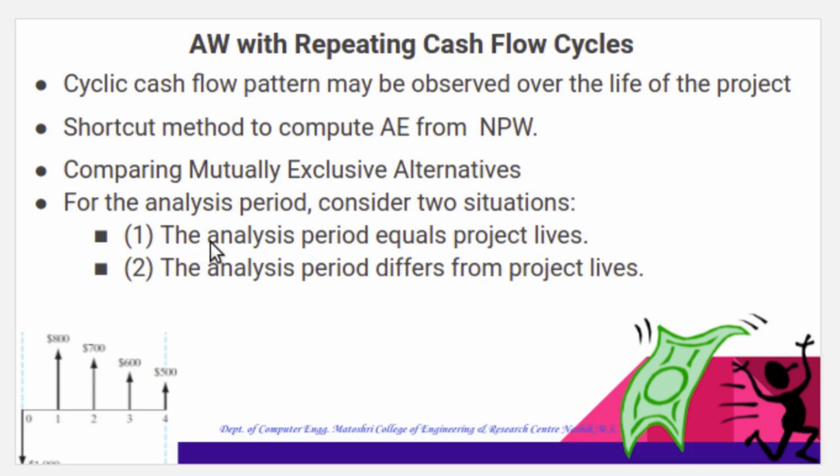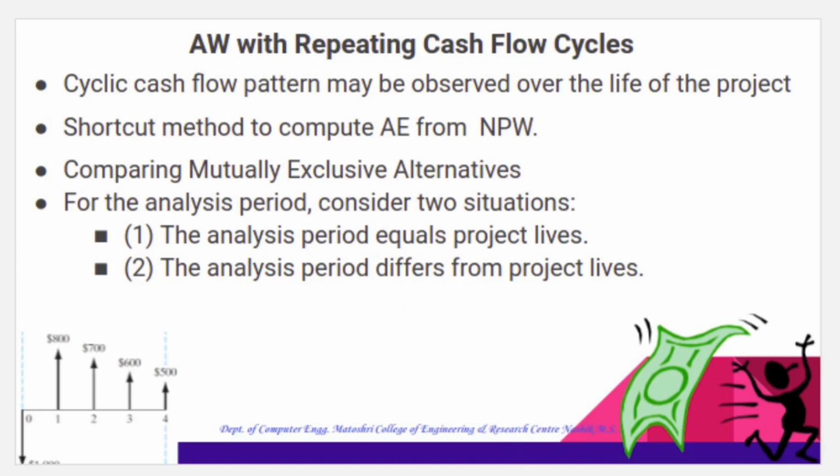With situation 1, we compute the AE for each project and select the project that has the least negative AE for the service project. With situation 2, we need to consider the issue of unequal project lives. As we already know, comparing projects with unequal service lives is complicated by the need of determining the lowest common multiple life. So this is with respect to the repeating cash flow cycle.